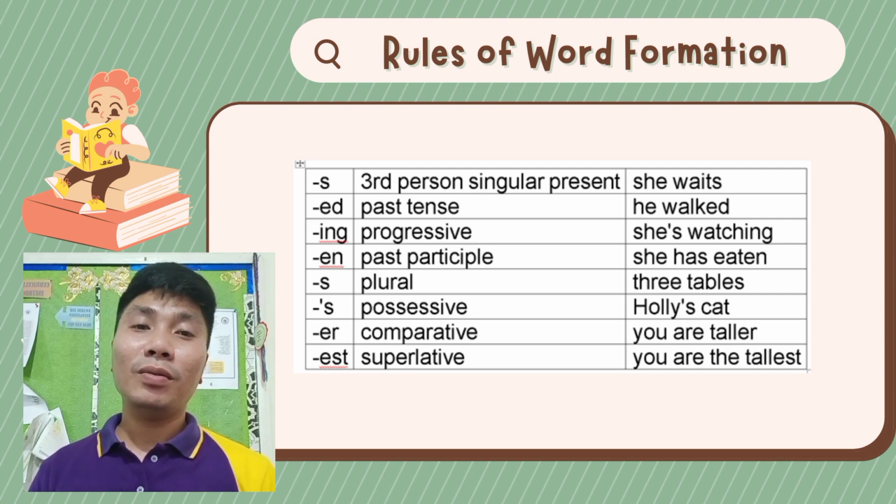For example, Holly's cat. And of course, we have the -er as an adjective or comparative adjective. For example, you are taller. And of course, we have the -est, which is a superlative adjective. For example, you are the tallest.